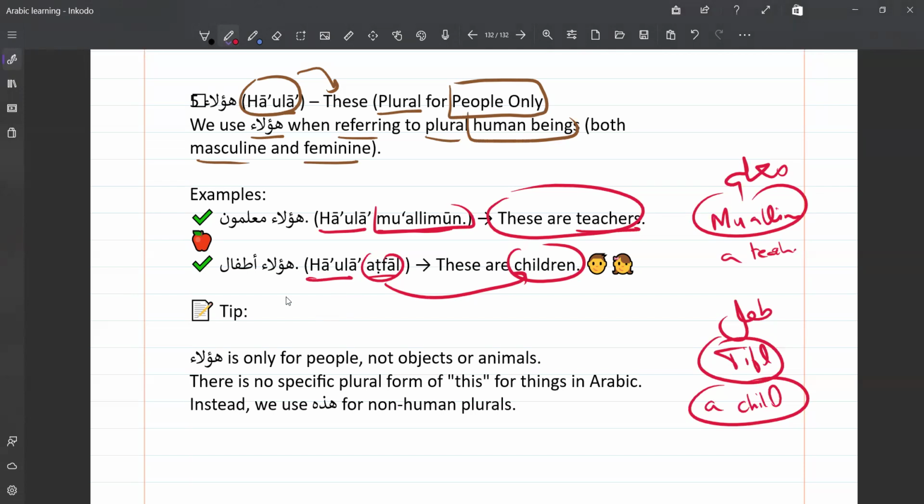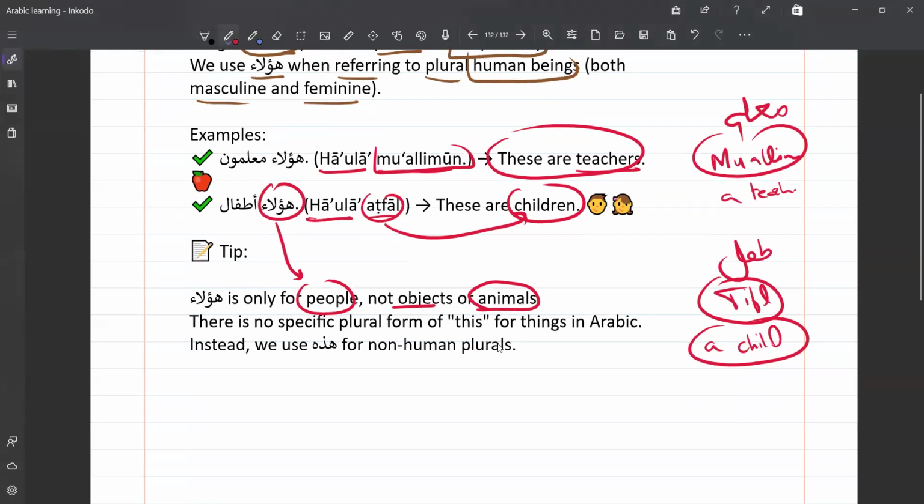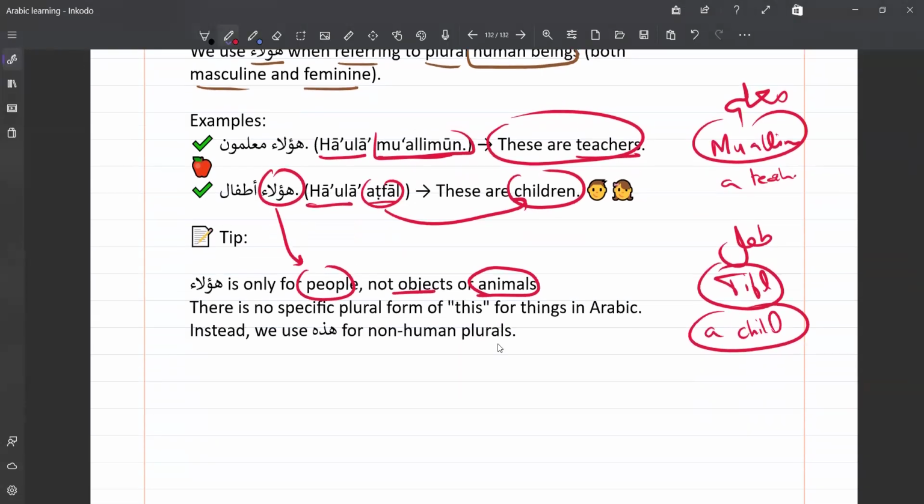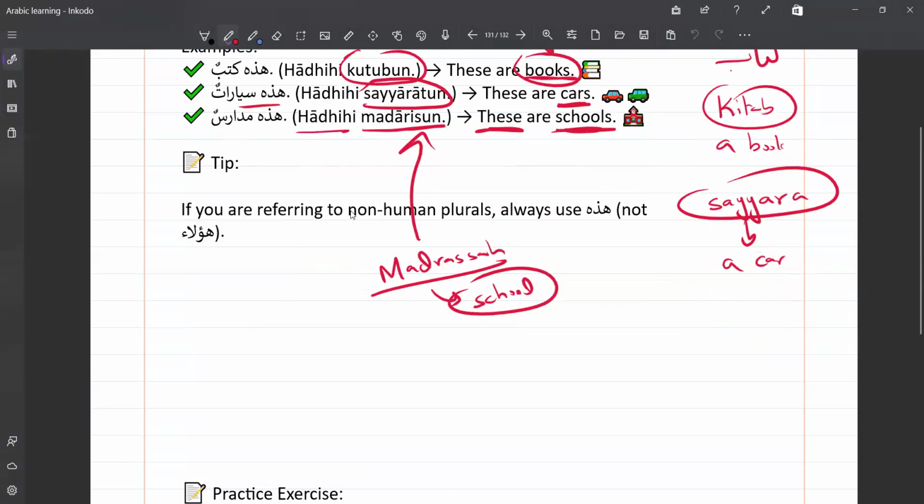Now, please remember that the word haulai is only used for people, not objects, neither animals. So haulai is only used for people, human beings, right? So again, we just now studied that there's no specific plural form of this for things in Arabic. If you want to use the variation of this for non-human plurals, you will again say hadhihi, just like we studied.